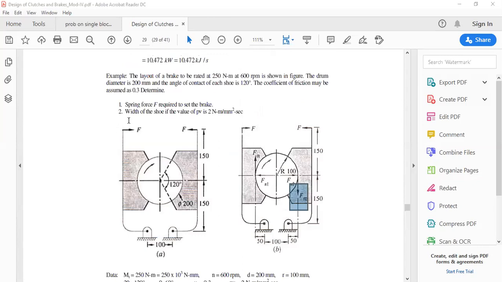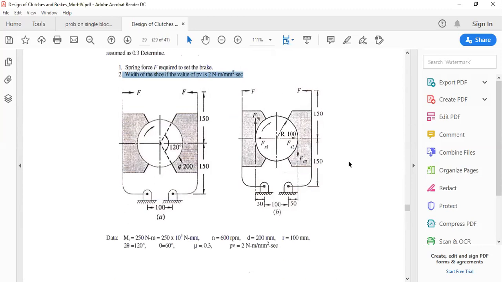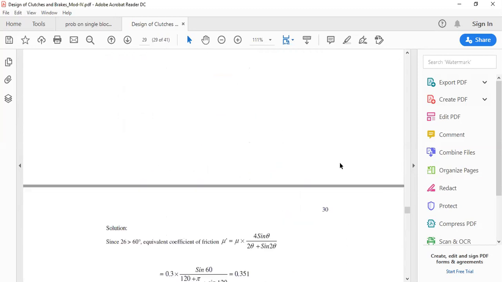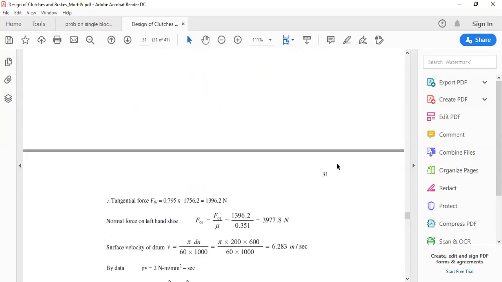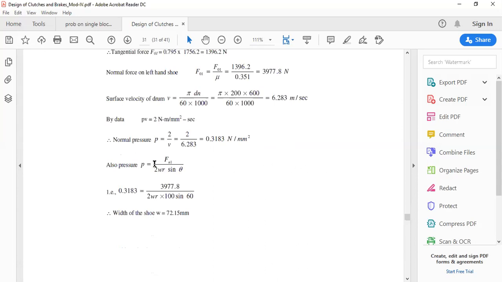Another thing that is asked here is the width of the shoe if the value PV, pressure into velocity value, is 2 Newton per mm square, mm per second. So by using this value, we have to go for the calculation of width here. To calculate width, we have to use the equation of pressure itself. So pressure P is equal to F divided by 2WR into sine theta. So sine 60 is the angle, theta is 60 degree here, and R is radius 100 mm, and W is the width. That's what we have to calculate.